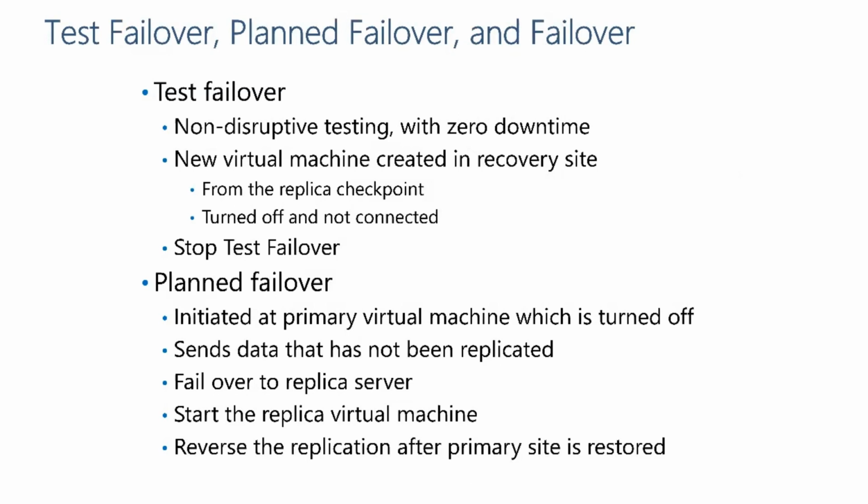Okay, what you can do now is actually, you have that second site, you have a replica going. We can actually say at Saturday, if it's 1 p.m., maybe at 10 a.m., we do a planned failover, which means we initiate a primary virtual machine failover. So we basically say failover now. So it turns off the primary virtual machine, sends the data that has not been replicated, and then fails over to the second site. So there'll be momentary downtime, but there's no lost data. Then we start the replica virtual machine, and then the reverse replication is configured after the primary site comes back online.